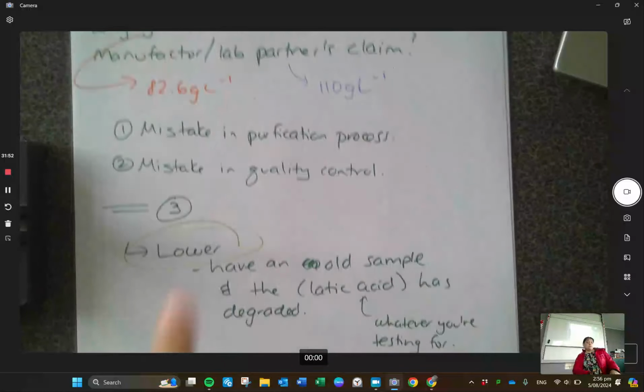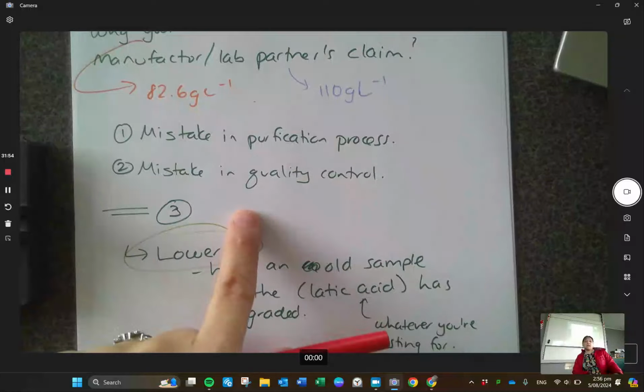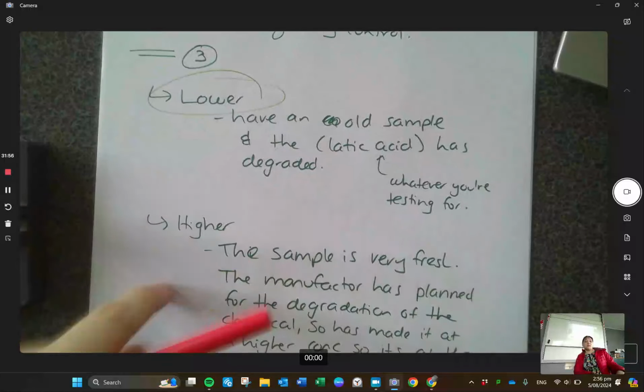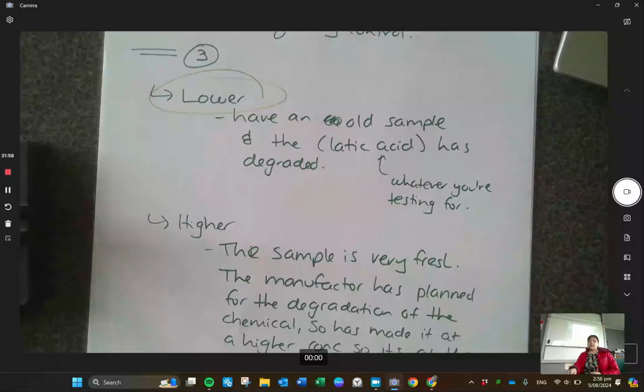So mistake in the purification process, mistake in the quality control, or one of these two options. It's either an old sample, and because it's an old sample, our data shows the degraded results, so we need to get a fresher sample, or it's too high because we've got too fresh of a sample, and our manufacturer has planned for these things to degrade over time. Just one of those two. So depending on what your results are, you just pick the one that fits.